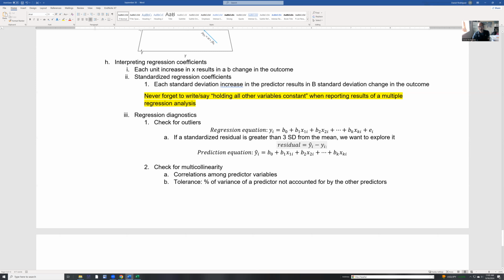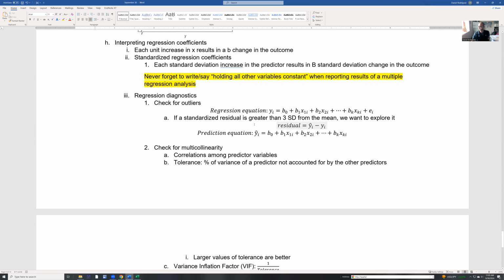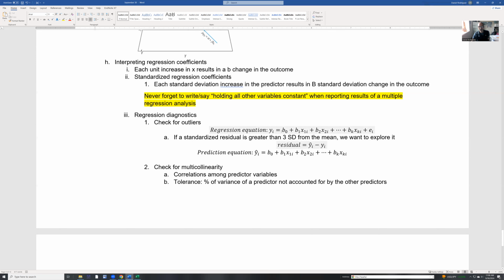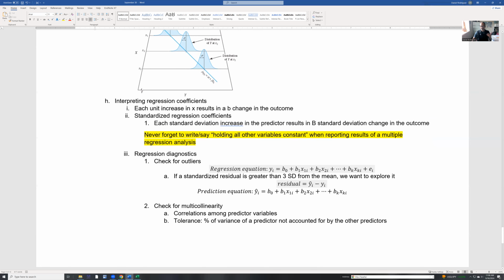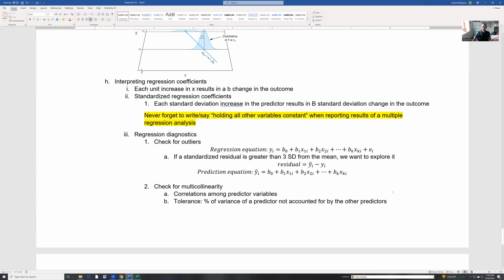If we have residuals that are greater than 3 standard deviations from the mean, so residuals are assumed to be normally distributed, a standard normal distribution, mean of 0, standard deviation of 1. If we have residuals that are way out here in this distribution, 3 standard deviations from the mean seems to be what we generally use. We consider those outliers. So we look for outliers. That doesn't mean we're going to get rid of them. We just look for them, and then we decide what we want to do.